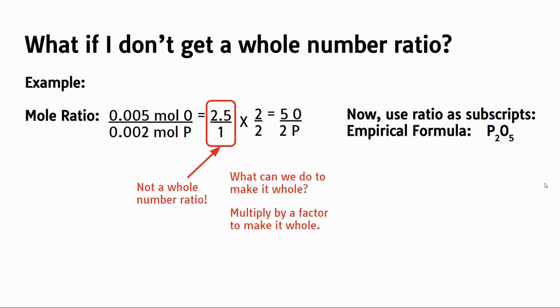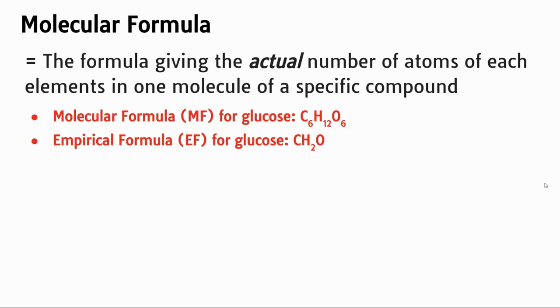Next up, molecular formulas. Now, what's the difference? They sound kind of similar. Molecular formula is basically giving the actual number of atoms of each element in one molecule of a specific compound. So compare these two compounds. We're all familiar with glucose from biology. We know its formula is C6H12O6. You can probably say that in your sleep.